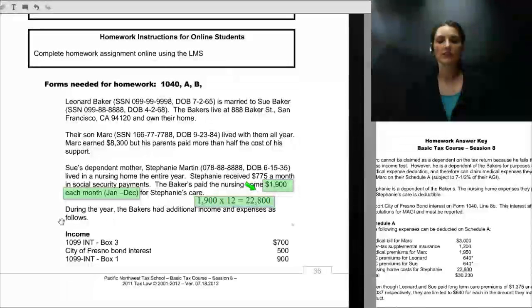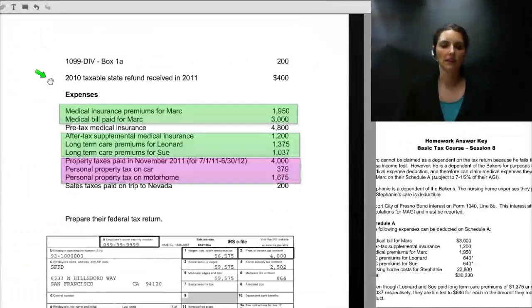During the year, the Bakers had additional income and expenses as follows. We see there's some interest income, there's U.S. bond interest, there's ordinary interest, and there's this tax-exempt interest from the City of Fresno. And here we are on the next page of the Session 8 manual looking at the expenses for the Bakers. I've highlighted the ones that are deductible, and let's talk about them a little.